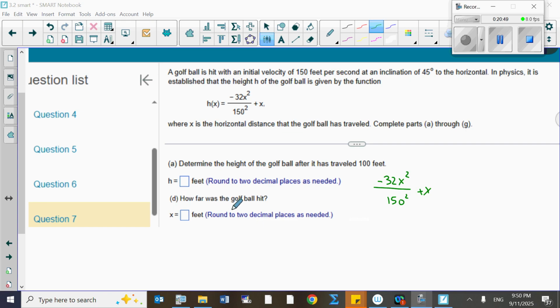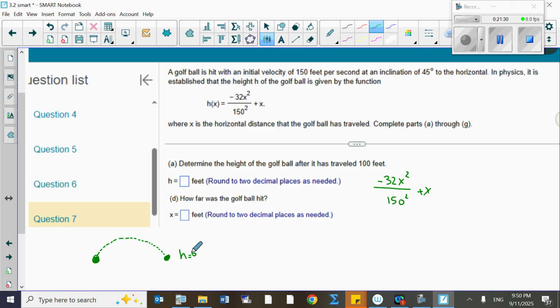Part D is asking us how far was the golf ball hit. That means when you hit the ball from here, you know that it's going to have a projectile motion, so it goes up and then comes back to the earth. So this is the first point that the ball is on the ground. When you throw it up, it's going to go there and then it's going to hit the ground here as well. So we want to know what is the x value when the ball hits, basically when it goes to this point. So we know that at this point the height is equal to 0.